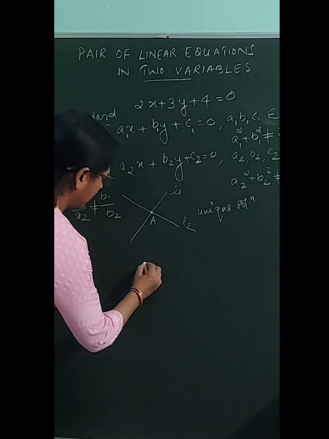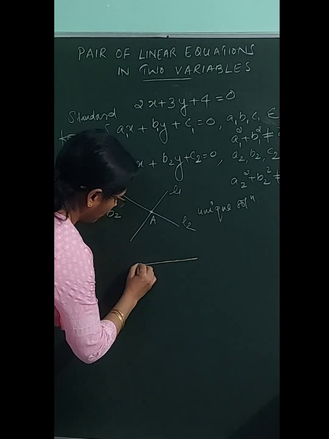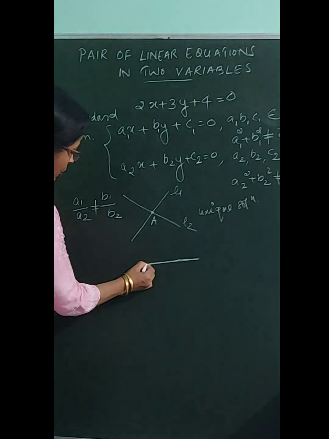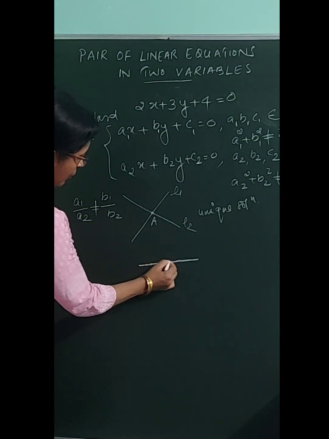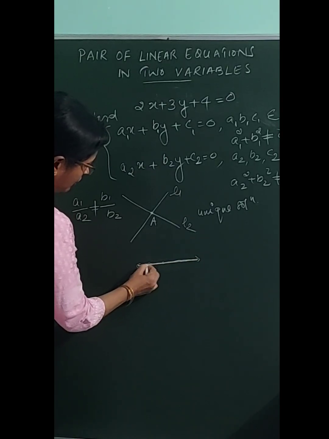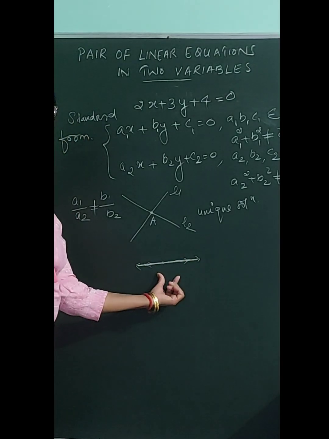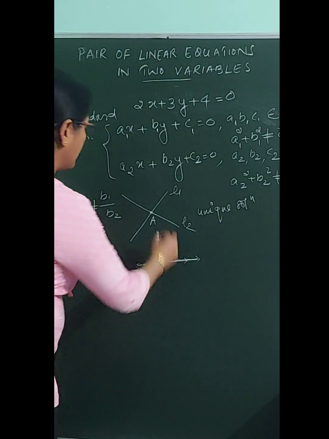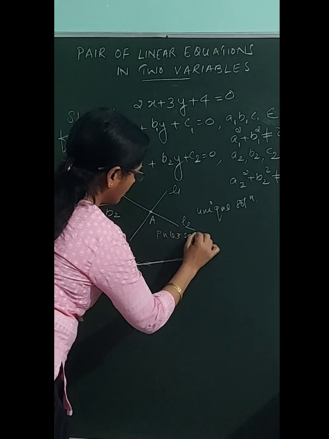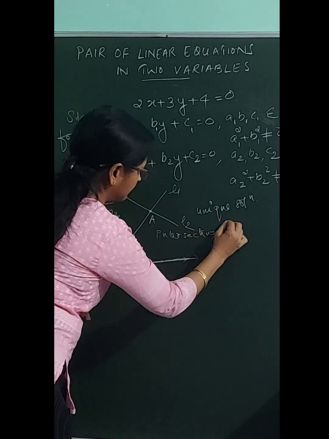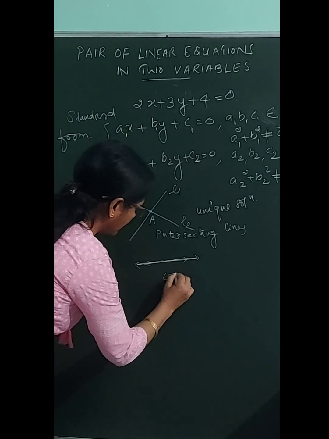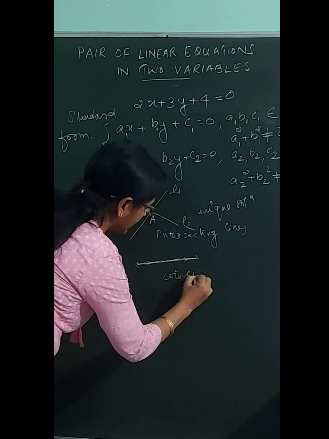Now again, if the lines are overlapping each other, how many points are in common with both the lines? All the points on line 1 are the points on line 2 also. Every point on line 1 is coinciding with the points on line 2. That means the lines are coinciding. In the first case, we will call the lines intersecting lines. In the second case, we will call these lines coincident lines.